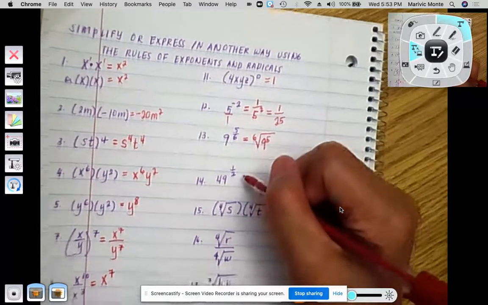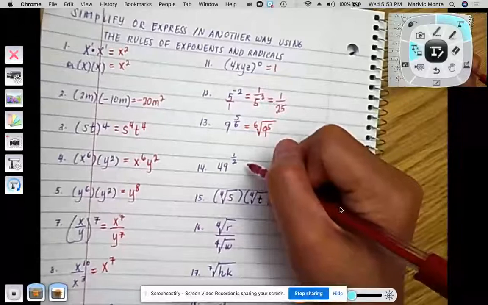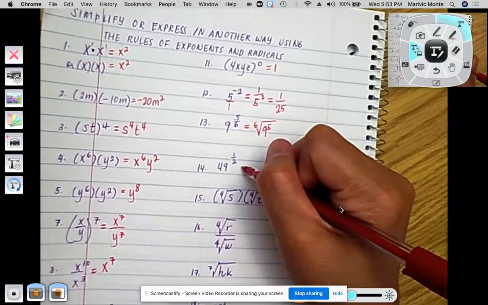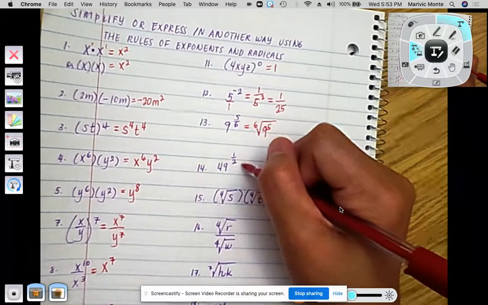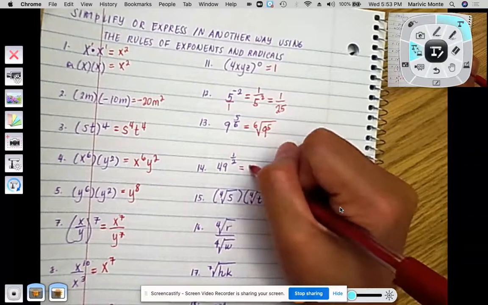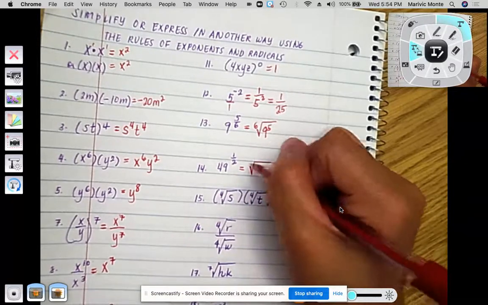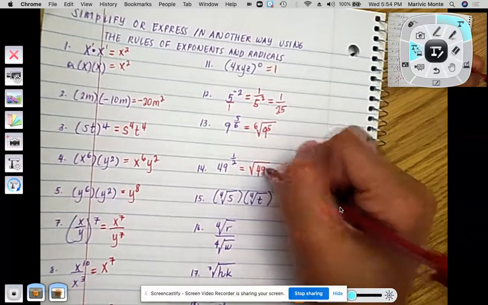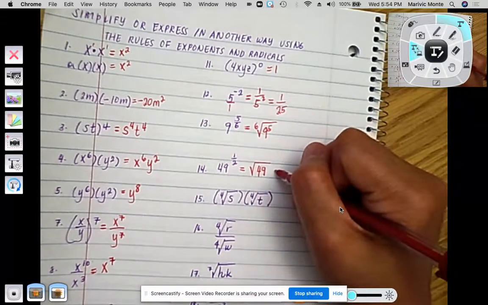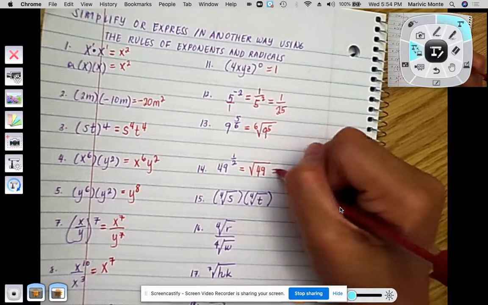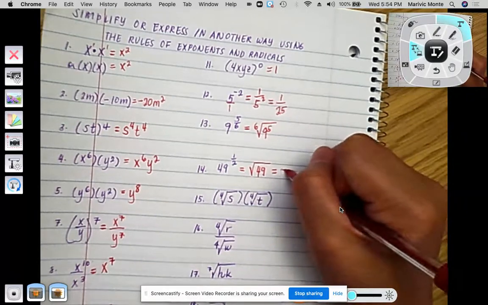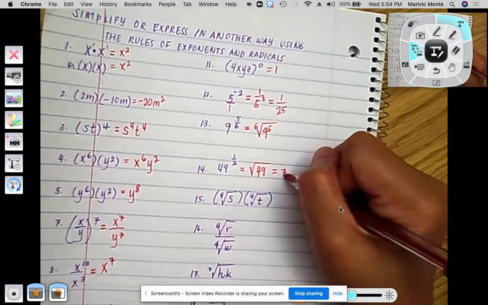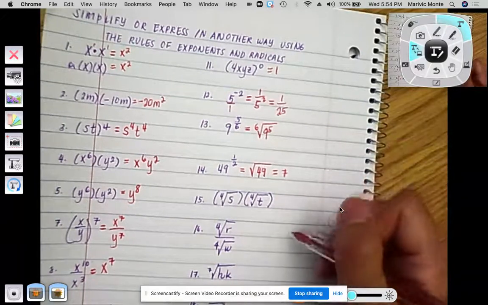And here's one thing that will help you very much later on if you remember that anything that's raised to 1/2 is the same as the square root of that number. So the square root of 49 is the same as 49 raised to 1/2. And of course, you can still simplify this into 7 because the square root of 49 is 7. 7 times 7 is 49.